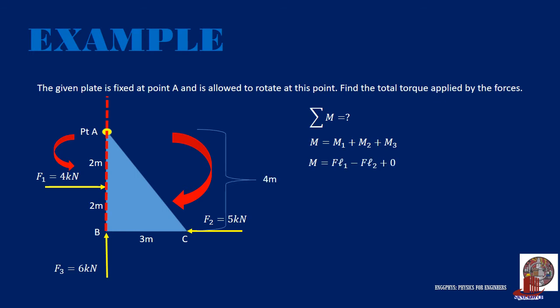So let's place the values. The total moment is equal to F1 of 4 kilonewtons with its lever arm of 2 meters, less force 2 of 5 kilonewtons multiplied by its lever arm of 4 meters, which generates the answer negative 12 kilonewton meter, which means that the moment is rotating clockwise.